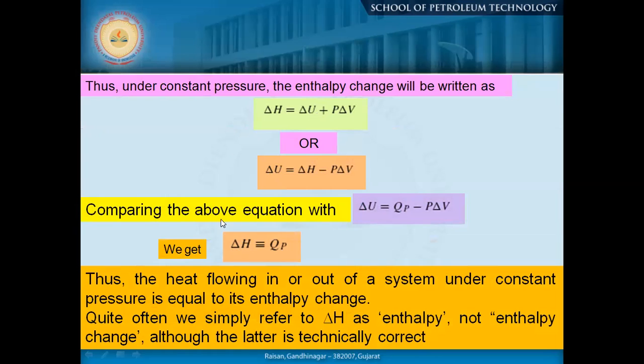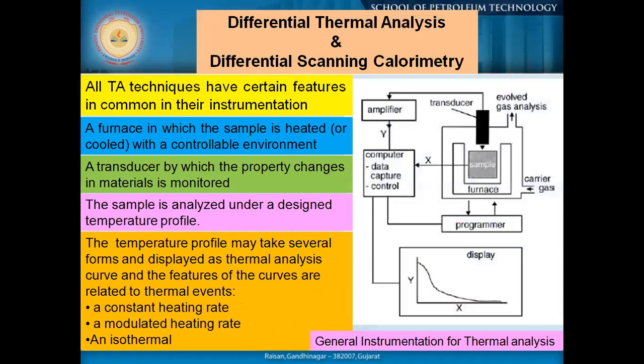comparing the initial equation and this equation, we can come up with del H, the enthalpy change, equal to QP. Thus the heat flowing in or out of a system under constant pressure is equal to its enthalpy change. Enthalpy change means that as the heat input of the system changes, the atomic bond vibration will change, and the material can change to a different phase or structural form, so that can occur in a material.